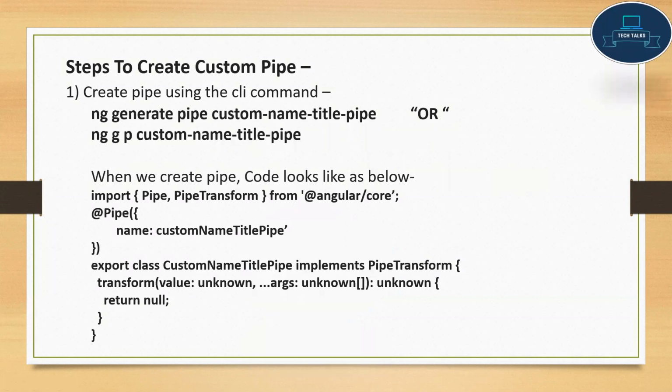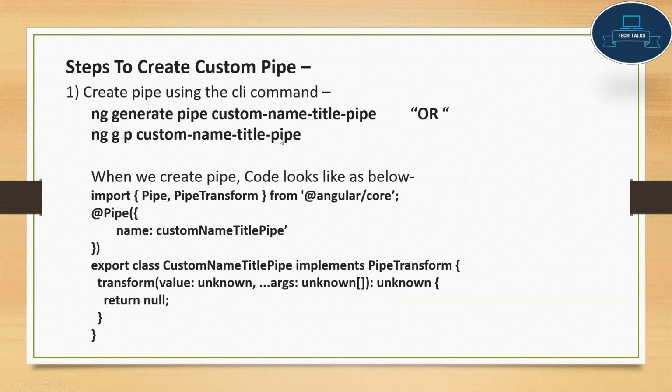You can create the custom pipe using this CLI command. For that, you can use ng generate pipe custom-name-title-pipe. Custom name title pipe is my pipe name. Or another, shorter way, we can use ng g p custom-name-title-pipe.